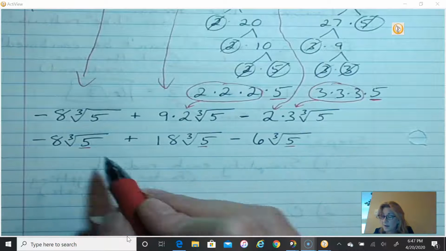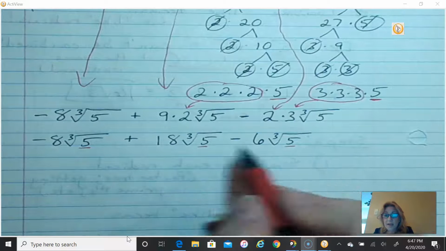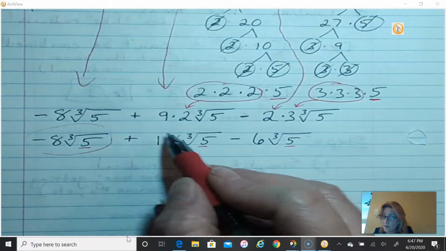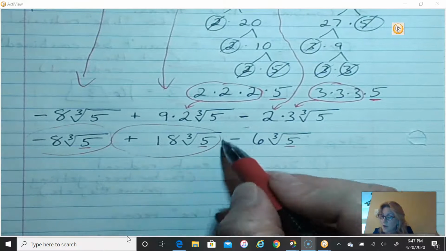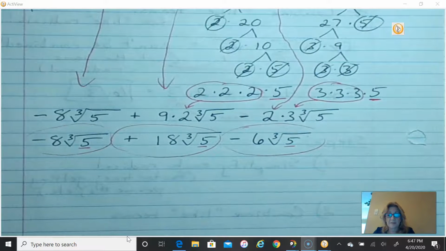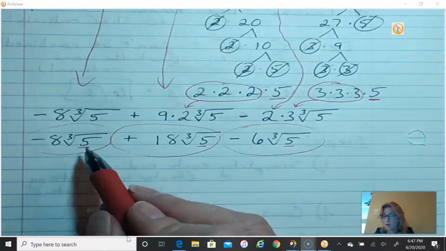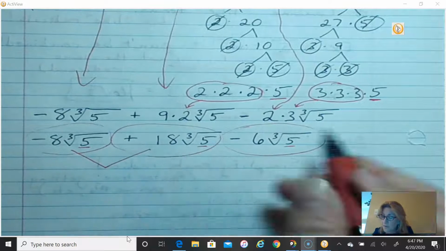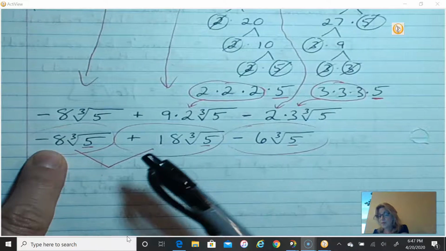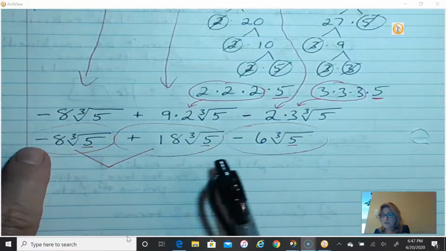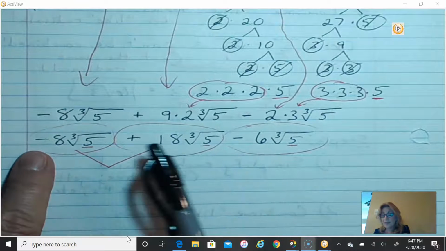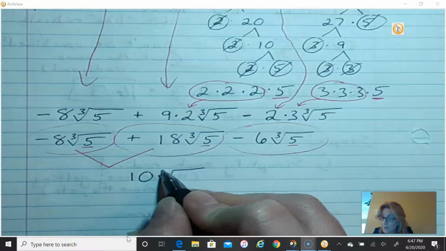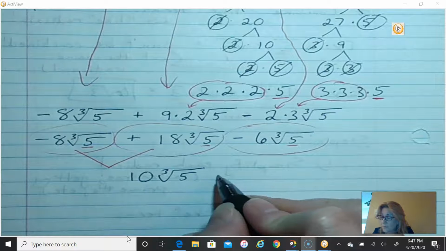Look at the radicands. They're all the same. So we can combine all of these. In fact, I'm going to just go ahead and circle it lightly, including the sign. All of these can be combined. They're like terms because all the radicands are the same. So let's go ahead. Let's do those two. What is negative 8? Remember, we don't even have to mess with the radicand now. We're just looking at that outside number. Negative 8 and positive 18. That will give you a 10 times the cube root of 5.